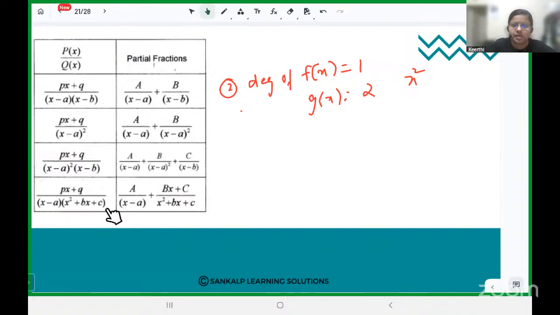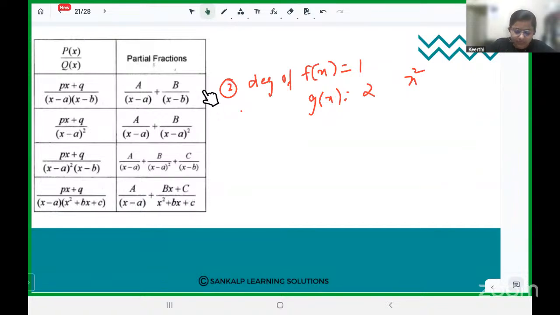Now you move on to the last type, px plus q by x minus a into x square plus bx plus c. Here, what is the peculiarity? One is a linear factor and the other one is a second degree polynomial, which cannot be further factorized. It cannot be split into linear factors, so it is written as a quadratic polynomial itself, x square plus bx plus c. In such cases, the first one is as above, A by x minus a, plus, since this is a quadratic polynomial, you should write a linear polynomial as the numerator, that is Bx plus C, divided by x square plus bx plus c.